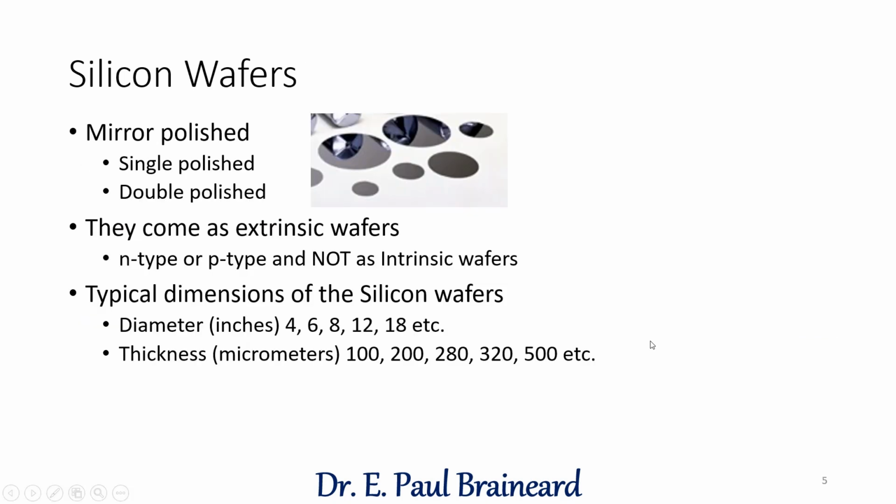Silicon wafers come as mirror polished, both single and double polished. They are available in market as either P-type or N-type and not as pure silicon wafer. They are not available as intrinsic silicon wafers. P-type are quite popular as fabrication is relatively easy on P-type compared to N-type wafers. The typical diameters are 4 inch, 6 inch, 8 inch, 12, 18, etc. And the thicknesses are 100, 200, 280, 320, 500 micrometers.